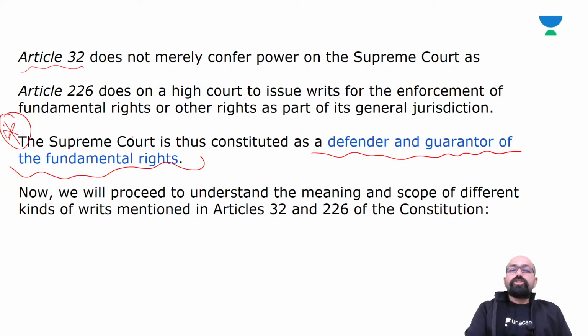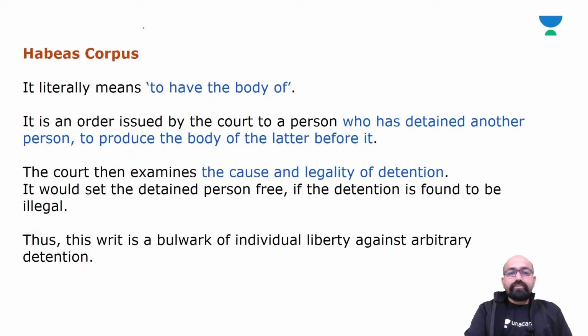Now, we'll proceed to understand the meaning and scope of the different kinds of writs mentioned in Articles 32 and 226 of the Constitution. So, as I told you earlier, the types of writs are: first, habeas corpus; second, mandamus; third, certiorari; fourth, prohibition; and fifth, quo warranto. Now, we'll start with habeas corpus.